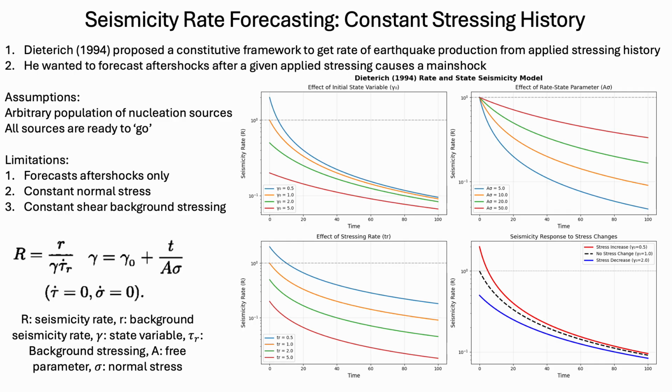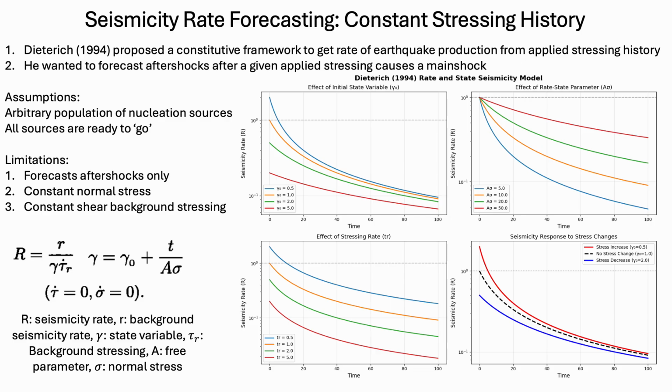So we'll talk about understanding seismicity rate forecasting based on a constant stressing history. James Dieterich, in 1994, proposed a constitutive framework to get the rate of earthquake production from a given applied stressing history. Stressing history means that the fault is experiencing the same kind of stress for a long time, hence a stressing history. So basically he wanted to forecast aftershocks that were happening due to a given stressing history following a main shock.